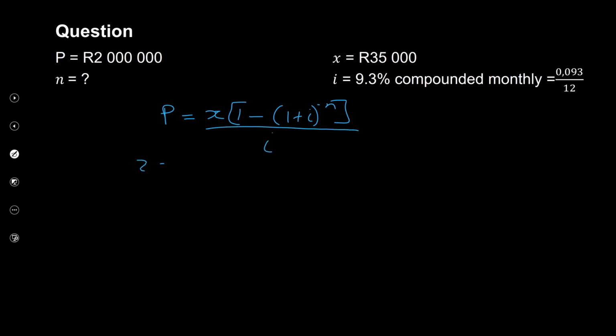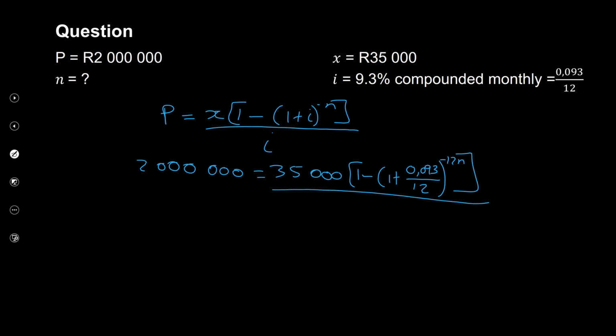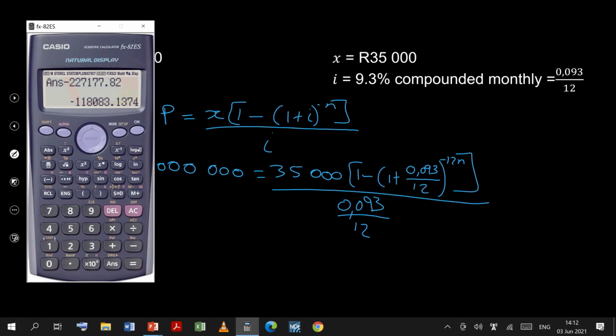And then I know this is 2 million, equals 35,000 times 1 minus (1 plus the interest, which will be 0.093 divided by 12) to the exponent of negative 12n, because we're going to multiply that by 12, right, since it's compounded monthly. And then it will be divided by 0.093 divided by 12. Then we go straight to the calculator.